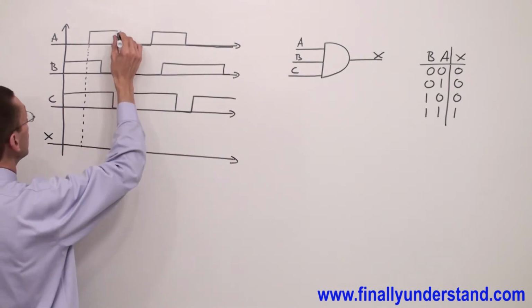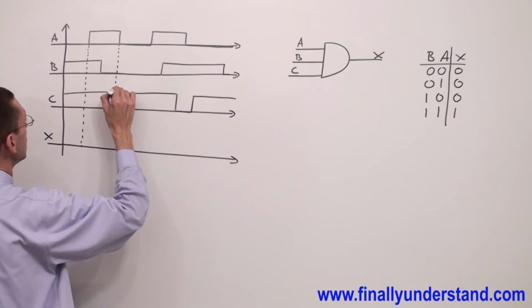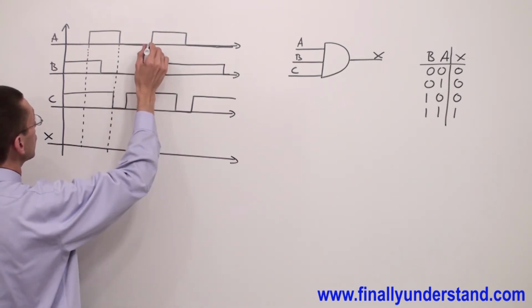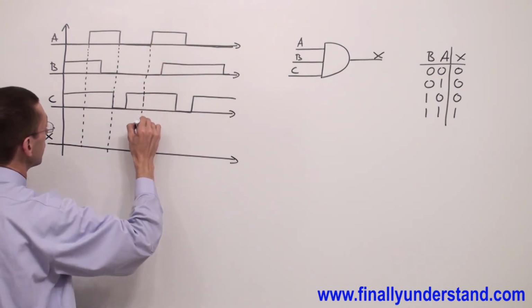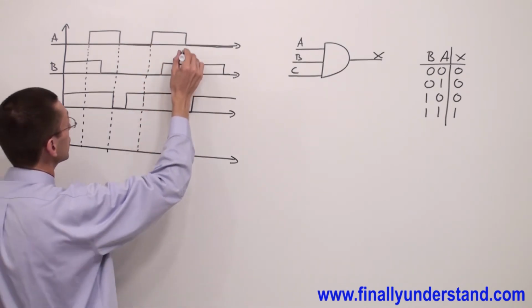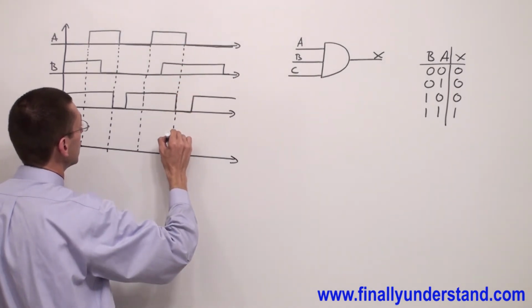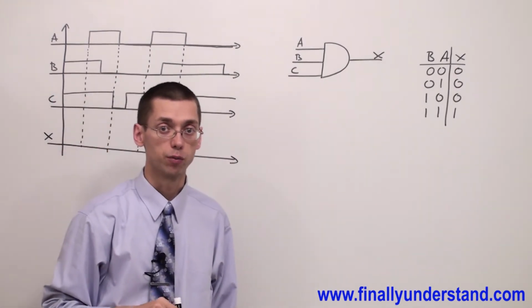I have a transition from 1 to 0. That's why I'm going to draw the dash line over here. I have another transition from 0 to 1. That's why I'm going to draw the dash line over here. I have another transition. Okay, and I can say I'm finished with waveform A.